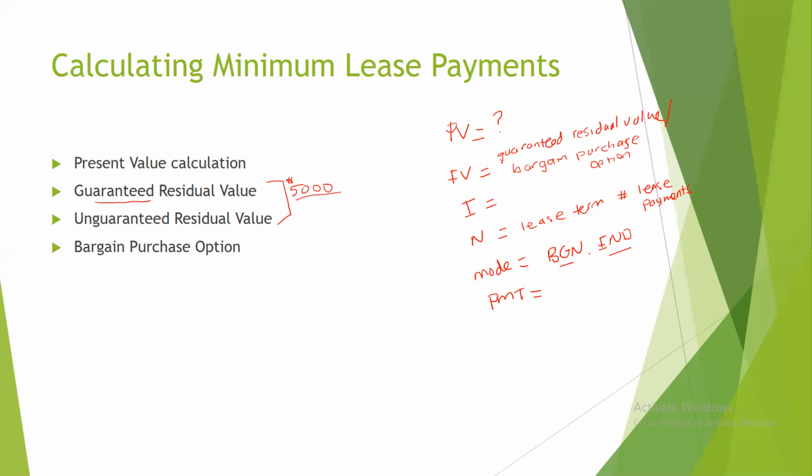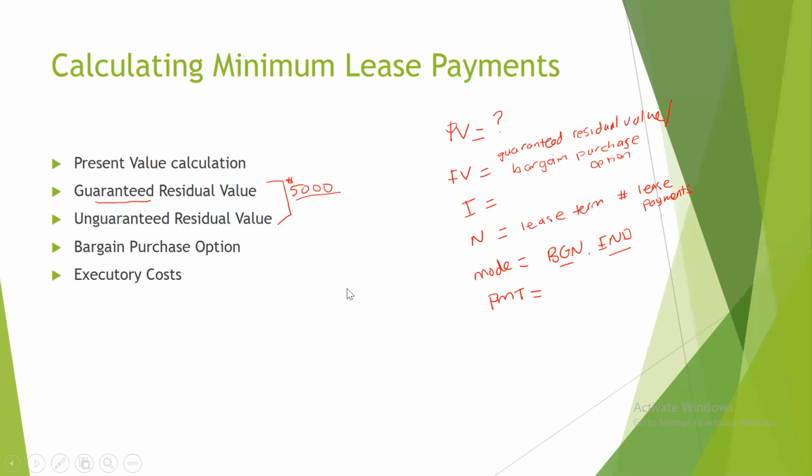All right. So future value is either going to be your guaranteed residual value or a bargain purchase option. You wouldn't have both scenarios in here because either you're giving it back and guaranteeing a value that the lessor can get from it, or the leasee is buying it. So one or the other.